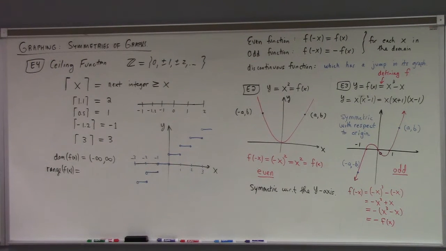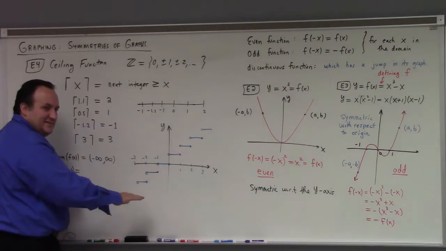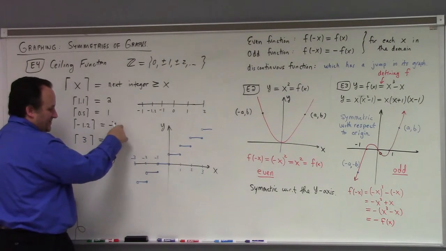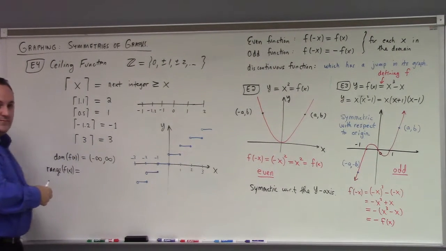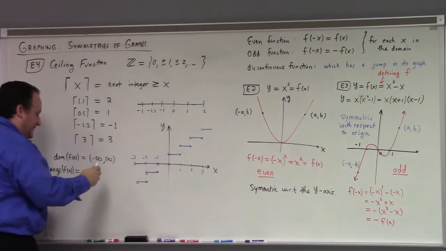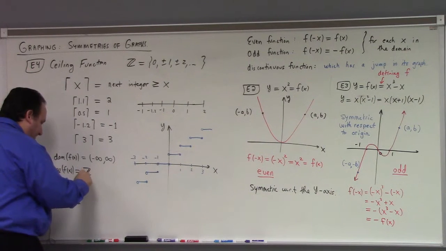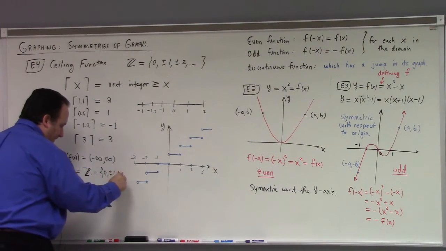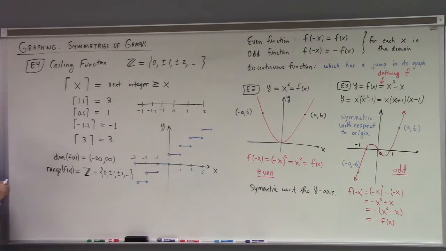How about the range? The range is kind of weird, isn't it? What are the y values that the graph takes? It's 0, it's 1, it's -1, it's exactly this set, right? The range is the integers. So anyway, it's kind of a funny example, but there we go.